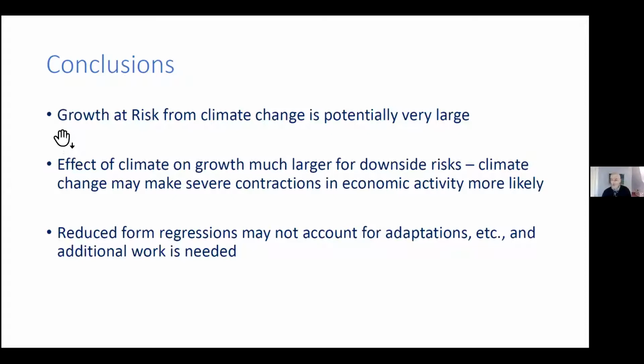And the reduced form regressions may lead us astray. They may not account for room for adaptation or other factors that may lead this sort of approach to overstate the downside risk of a severe economic contraction associated with climate change. Nonetheless, the results are pretty strong in terms of statistical significance and economic significance. And as a result, clearly more work and focus on this topic is needed. And that's it. Thank you.